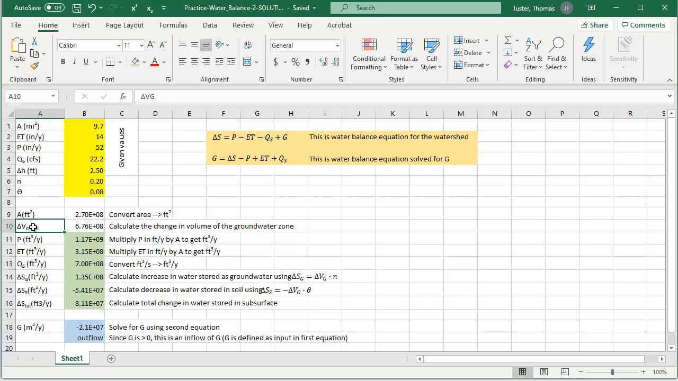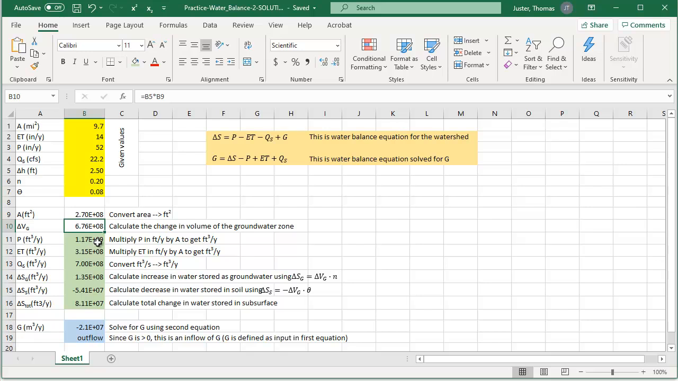And I'm going to calculate that by taking the change in the height of the water table, 2.5 feet, and multiplying that by the area of the watershed, which is in cell B9. So I multiply that 2.5 feet times the area of the watershed, and this 6.7 times 10 to the 8th represents the number of cubic feet that have been changed from soil zone to groundwater zone. The increase in the volume of the groundwater zone and the decrease in the volume of the soil zone.